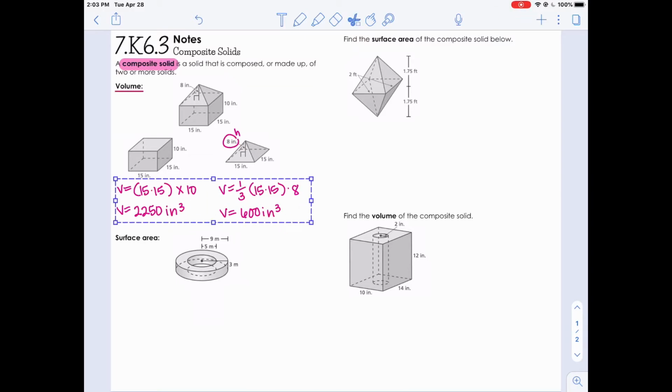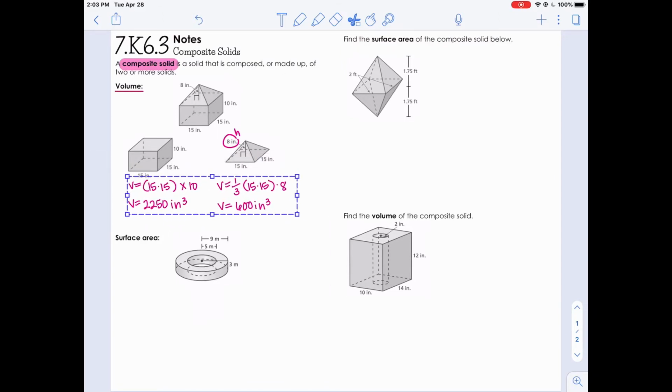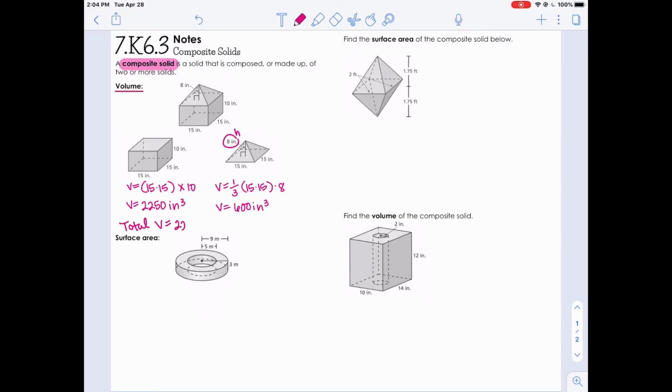And to find the total volume of the composite shape, we need to add those two together. So the total volume is going to be 2,250 plus 600, and what does that give us? Very good. 2,850 inches cubed is our composite volume.